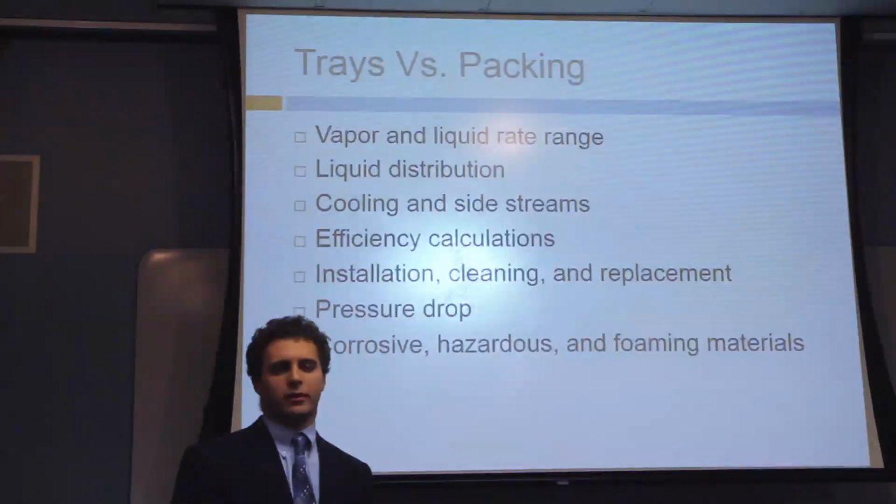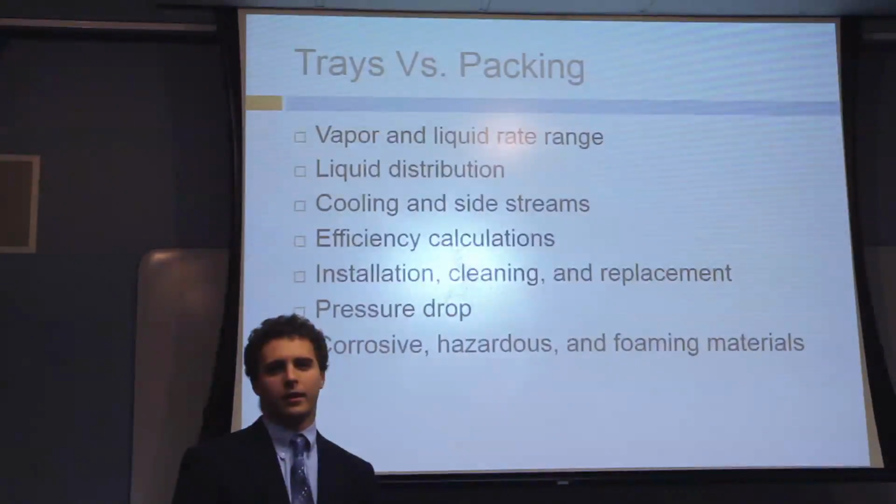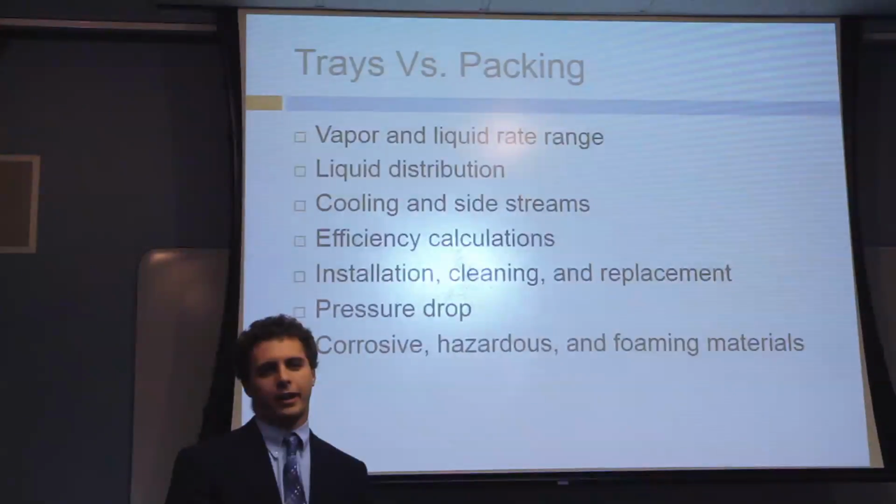As for the liquid distribution, it is very hard to get an even distribution of the liquid phase in a packed column compared to a tray column, and often packed columns need a liquid redistributor to keep even distribution, especially in columns of larger diameter.